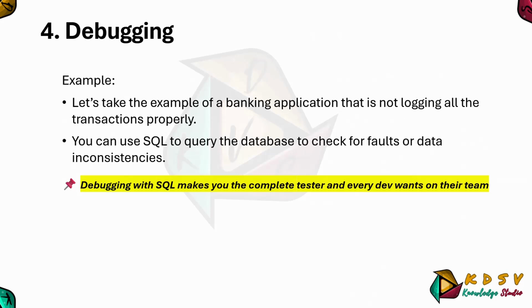Sometimes backend inconsistencies like a wrong balance can block the transaction, but the user won't see the reason actually. By querying the database directly, you can uncover the root cause, whether it is a missed insert, a failed transaction, or a logic error in the backend processing. This is why every QA engineer needs SQL knowledge, because when the UI lies, the database always tells the truth. Debugging with SQL makes you a complete tester, and one every dev wants on their team.